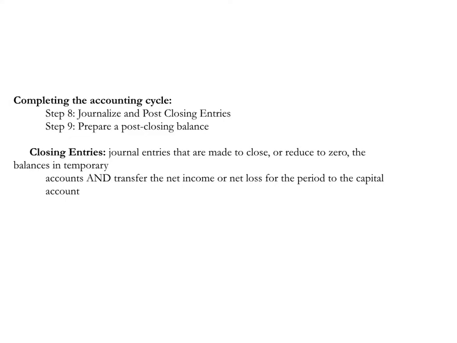Alright, so let's look at completing the accounting cycle now. Step 8 is journalizing and posting closing entries. We looked a little bit at this and the reason for doing this. And then step 9 is preparing a post-closing trial balance. Just a reminder from our last session, closing entries are the journal entries that are made to close out or reduce to zero the balances in temporary accounts, and to transfer the net income or net loss for the period to the capital account. If you remember, when we closed out step 7, the balance in our capital account does not reflect the balance on our balance sheet in the financial statements. So we need to make those line up.